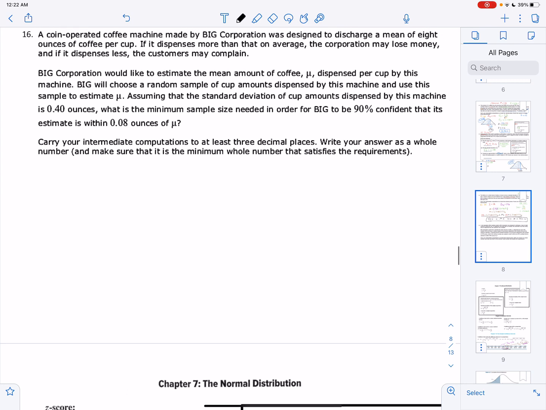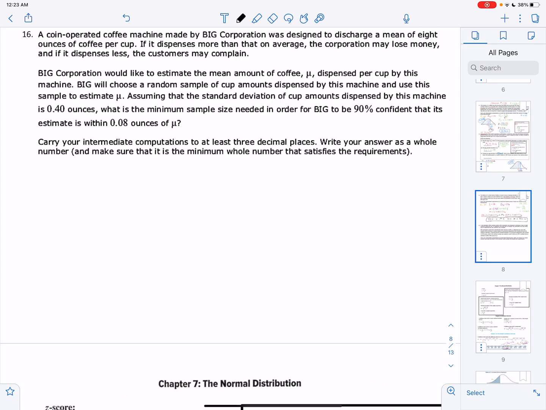Number 16, it says a coin-operated coffee machine made by Big Corporation was designed to discharge a mean of 8 ounces of coffee per cup. Okay, designed to discharge. So if they do a bunch of them, the mean should be 8 ounces per cup. If it dispenses more than that on average, the company will lose money. And if it dispenses less, the customers will probably complain. Big Corporation would like to estimate the mean amount of coffee mu dispensed.